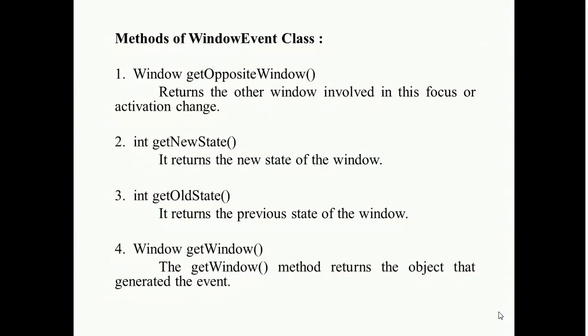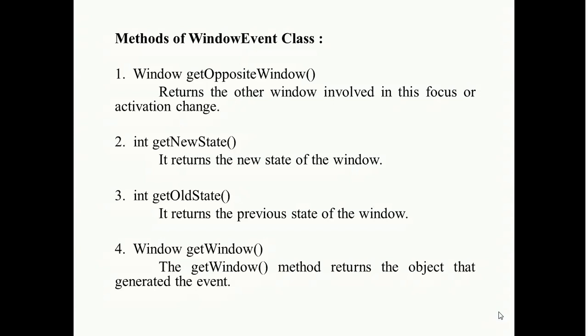Next, see the methods of the WindowEvent class. There are four methods of the WindowEvent class. First is getOppositeWindow. Second method is getNewState. Third method is getOldState, and fourth method is getWindow. First, see what is the use of the getOppositeWindow method. The getOppositeWindow method returns the other window involved in this focus or activation change, and this method's return type is Window.